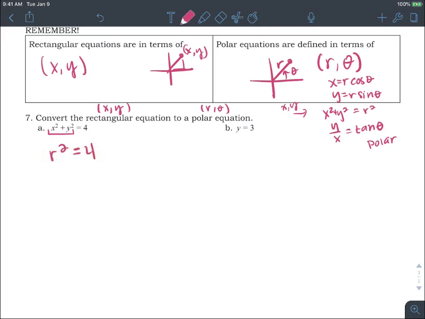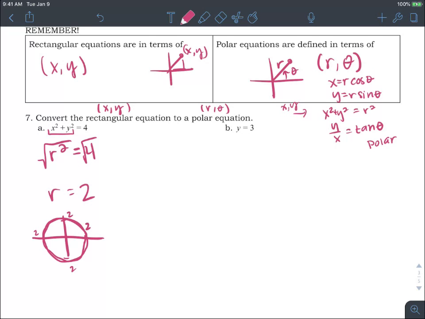Oh, actually, just kidding. Let's solve. So square root both sides. I get r is equal to 2. If I were to draw that on the polar grid, well, r is equal to 2. So no matter what the angle is, I would always be at a radius of 2. So it'd be like a circle. Okay? At 2, 2, 2, 2.